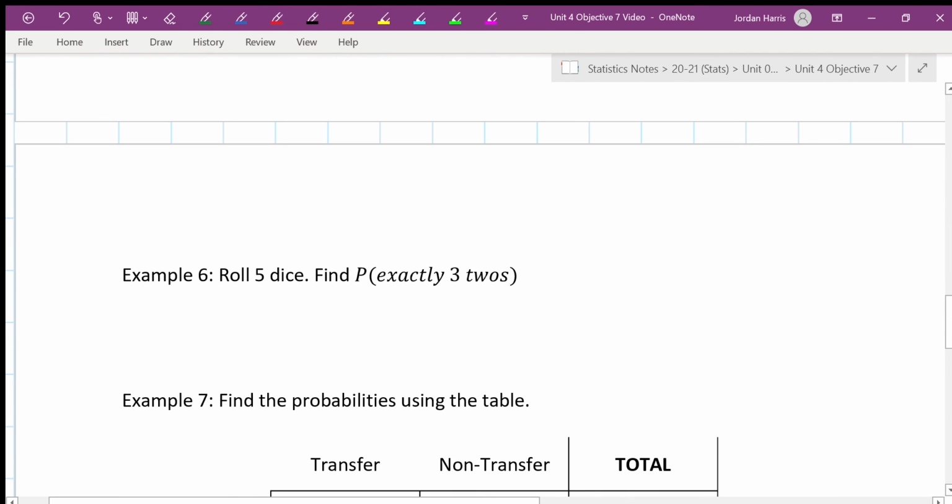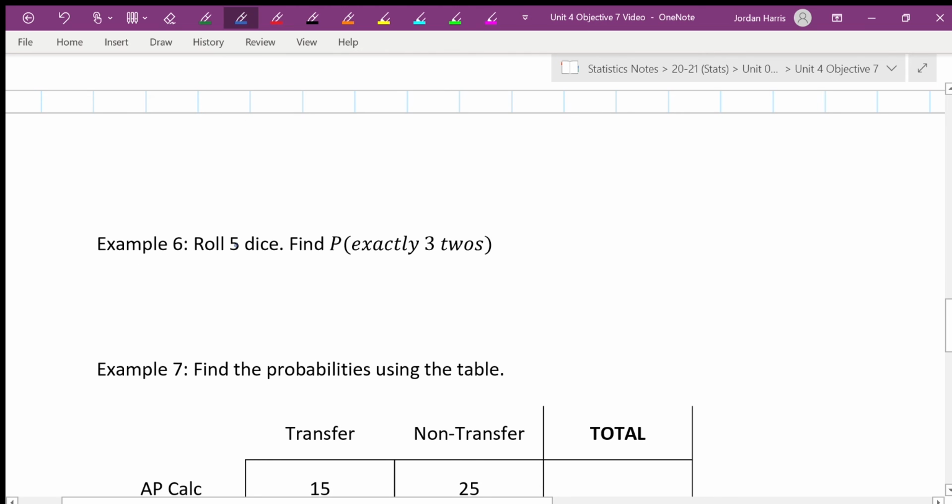Example 6, 5 dice are rolled. What is the probability of getting exactly 3 2s? 2, 3, 4, 5. And I have the combinations to do this. So I want 3 2s. So I want 2, 2, 2, not 2, not 2. Those are the probabilities I'm looking for.